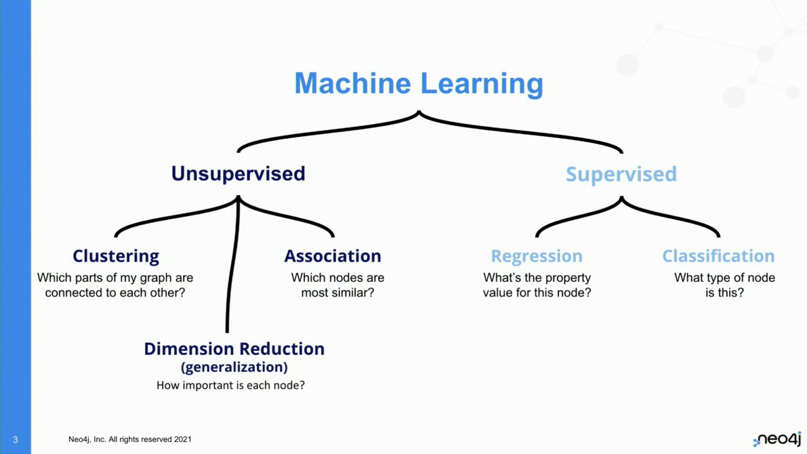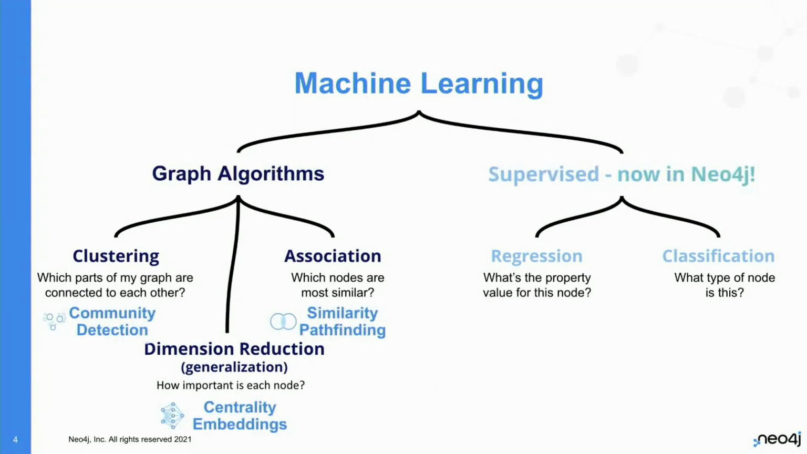There's too much to look at. What's most important? What looks like other things? Or you're talking about supervised machine learning, where you've got labels and you're training a model to predict a category or a value. And so in Neo4j, what that means is the graph algorithms are our unsupervised ML.